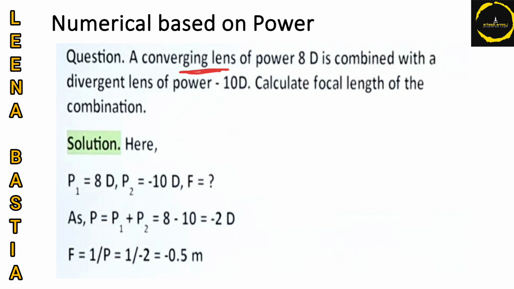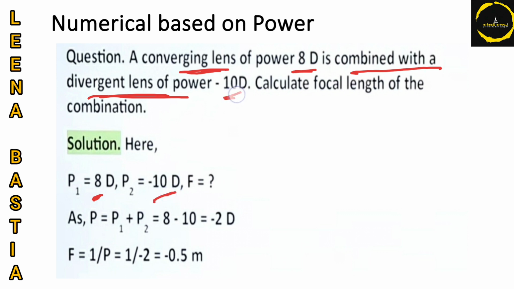It is the convex lens, right? So what is the power? Convex lens power is 8, so it has to be positive. Let us take it as P1, which is combined with a diverging lens. Diverging lens means which lens? It is a concave lens. So P2 is minus 10.